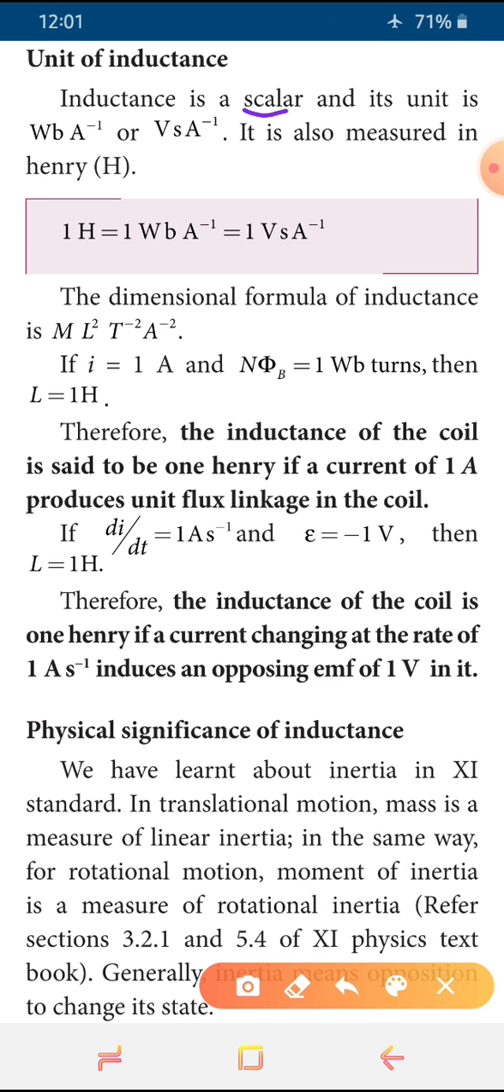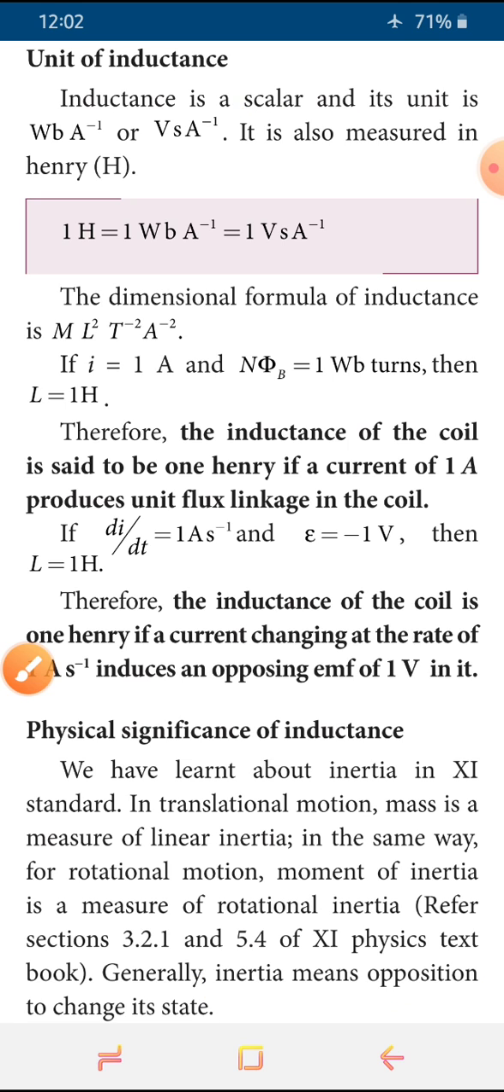We can write this with the formula: di by dt is equal to 1 ampere per second, and epsilon is minus 1 volt. Then the inductance produced is 1 Henry. The inductance of the coil is 1 Henry if the current changes at the rate of 1 ampere per second. So the rate is di by dt. If it is changing at the rate of 1 ampere per second and induces an opposing EMF of 1 volt in it, then the inductance of the coil is 1 Henry. So we can define it in two ways: with the rate of change of current, and with the unit current flowing through the coil.